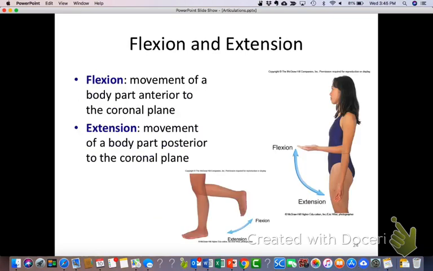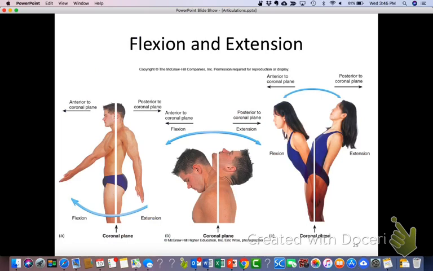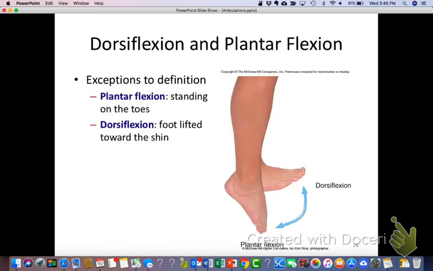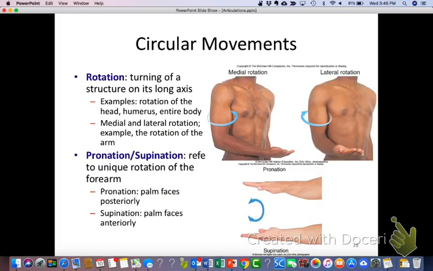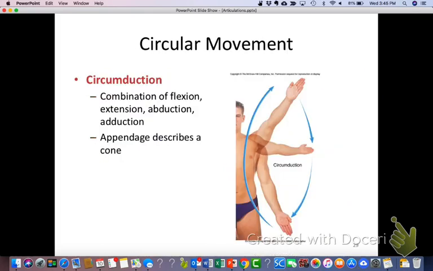All right, so you have these diagrams that will help you figure out flexion, extension. Notice the knee bends backwards. Hyperextension is going back beyond the normal anatomical position. Plantar and dorsiflexion, abduction and adduction. Remember, abduct means to take away, adduct means to put it back. Here's our circular movements: rotation, pronation and supination, and circumduction.